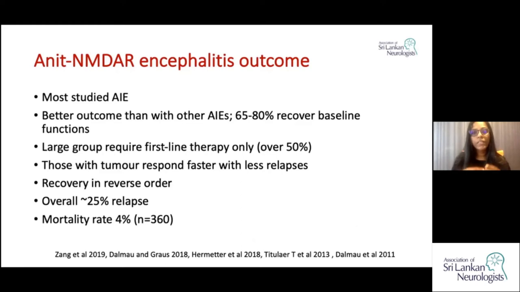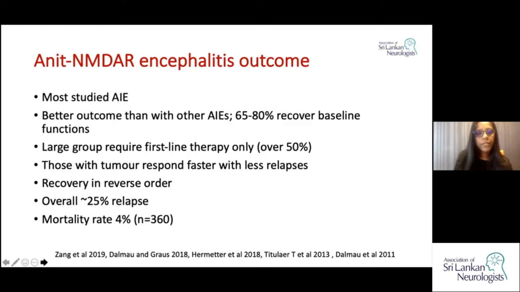And also in this group, we find that there is a large group who may require only first line therapy. And if you have a tumor, they are shown to respond faster, and those with a tumor have fewer relapses. When they recover, we know that the recovery occurs in the reverse order of clinical symptoms. For example, the ventilation and the autonomic dysautonomia corrects first, and then you have your movement disorder, then your psychiatric manifestations, and so on and so forth. About 25% may relapse, and the mortality rate is generally low, ranging up to about 4%.